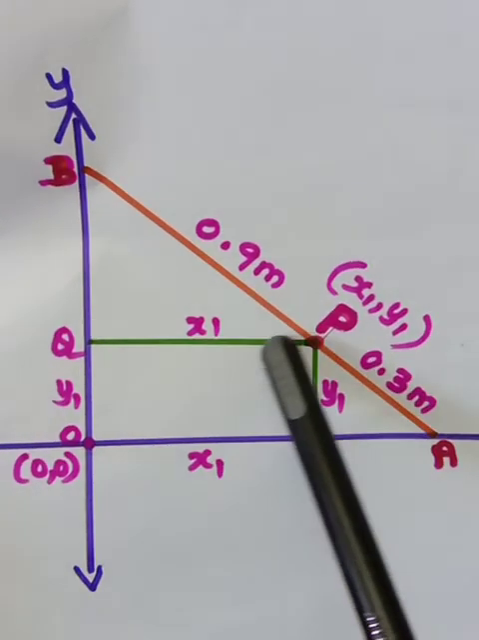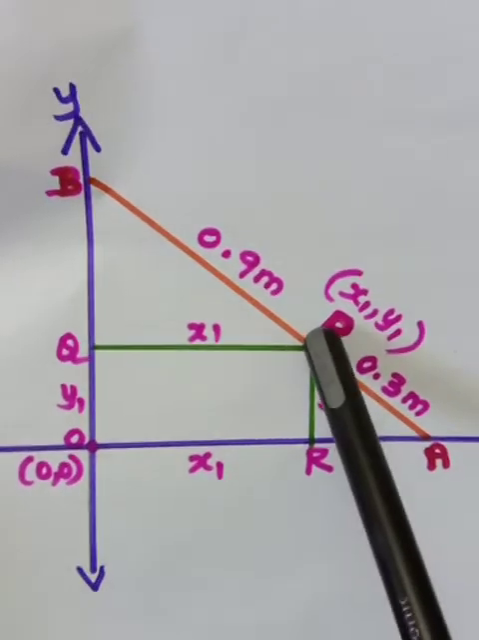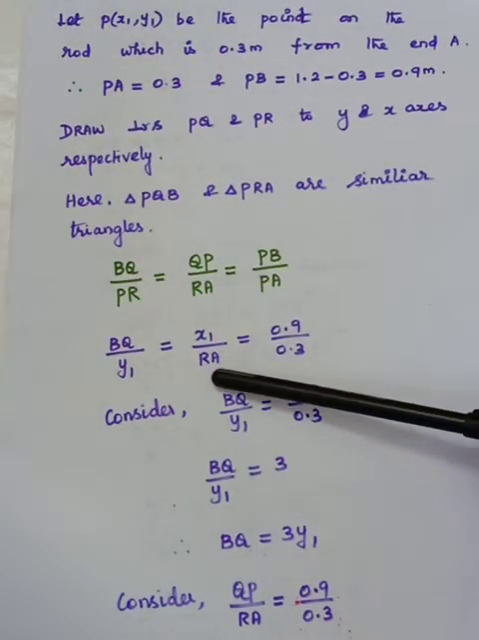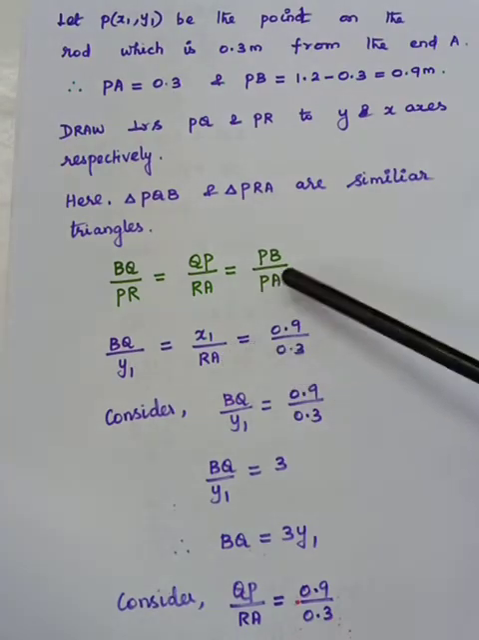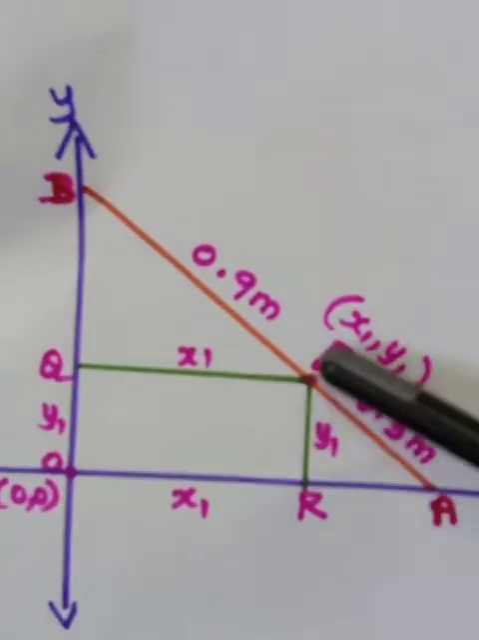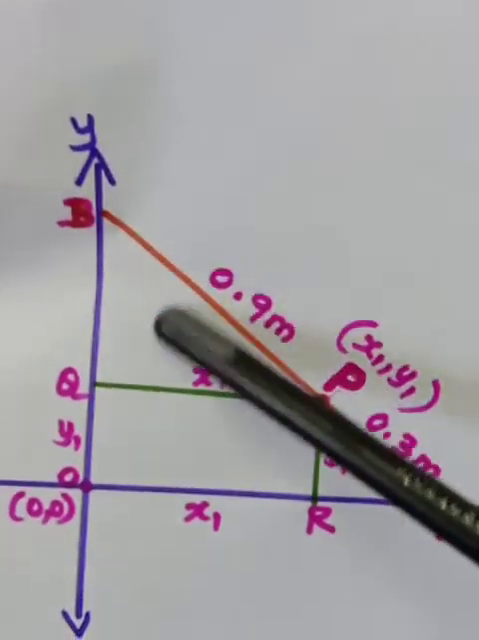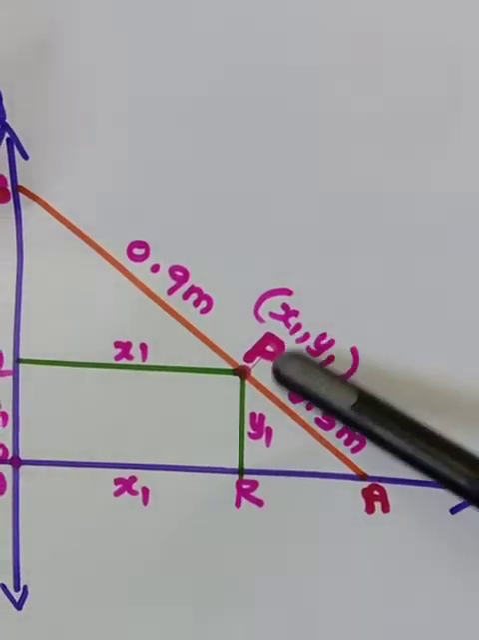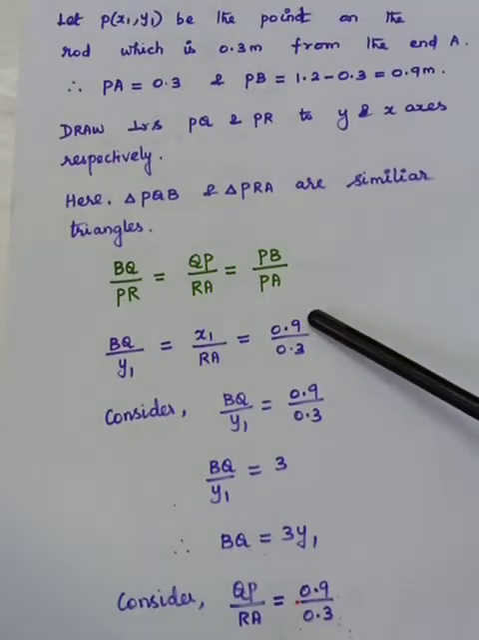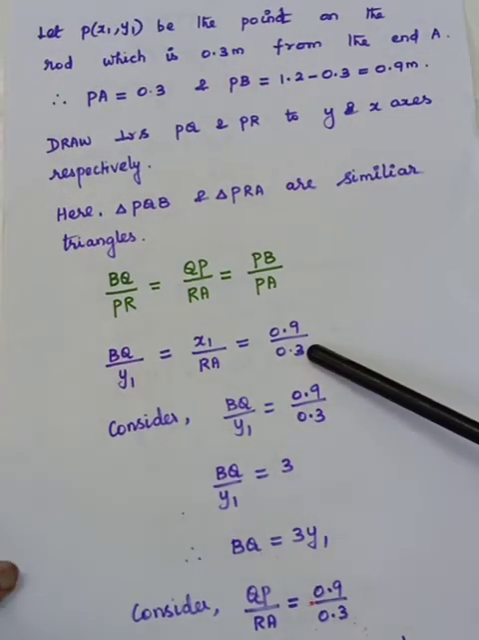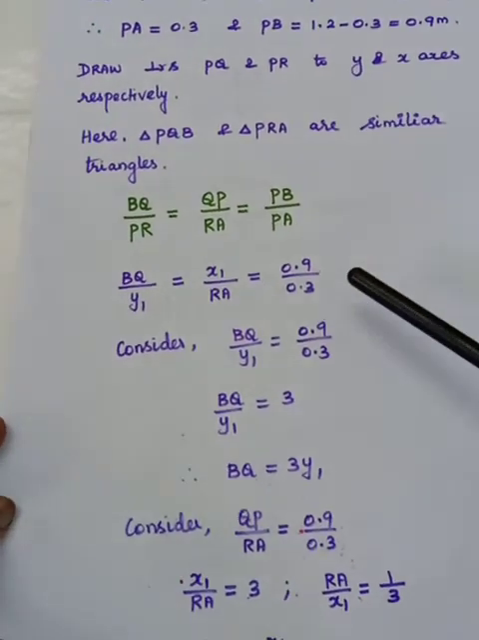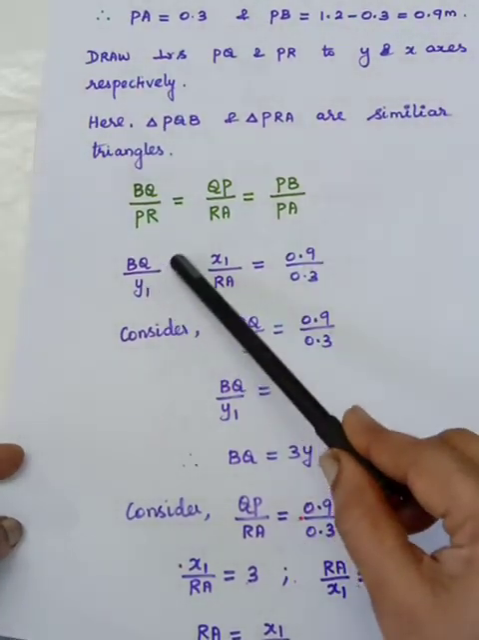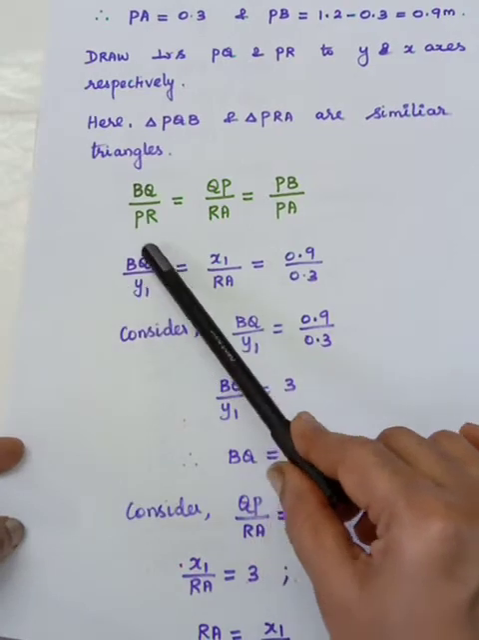We know QP is x1, and we don't know RA. So x1 by RA is equal to PB. PB we have found is 0.9, divided by PA, that is 0.3. So 0.9 divided by 0.3. So from the similarity of triangles we have substituted the results. Now you are going to find BQ.